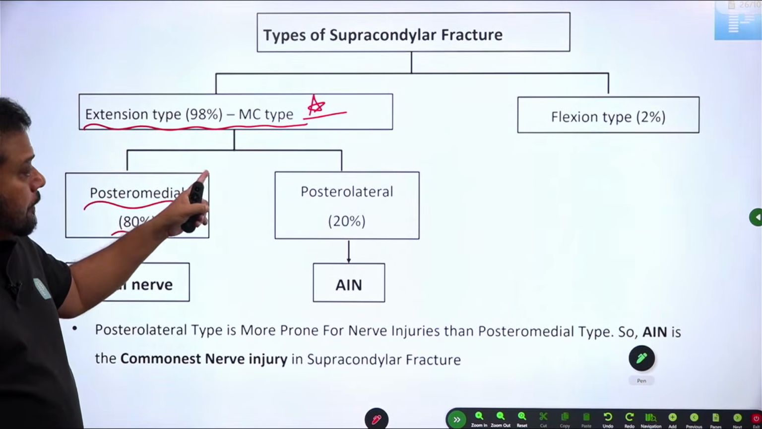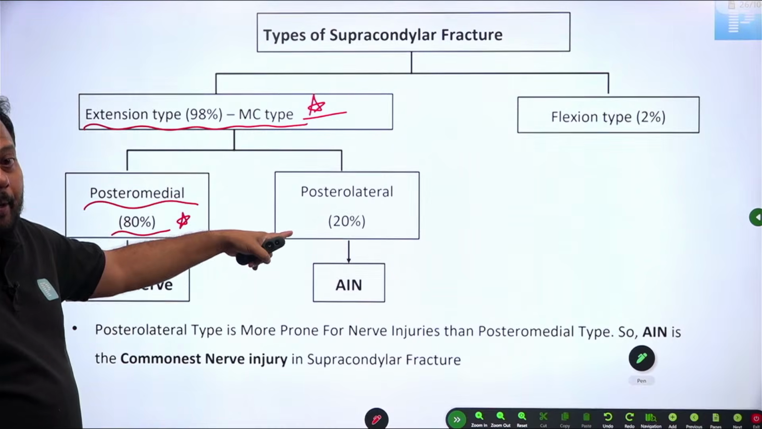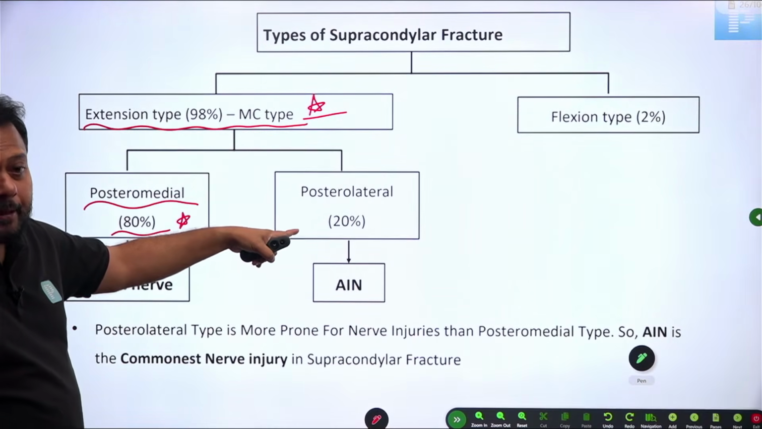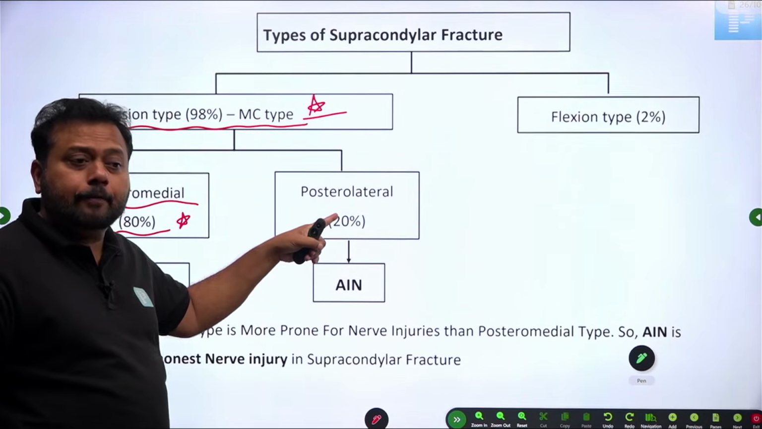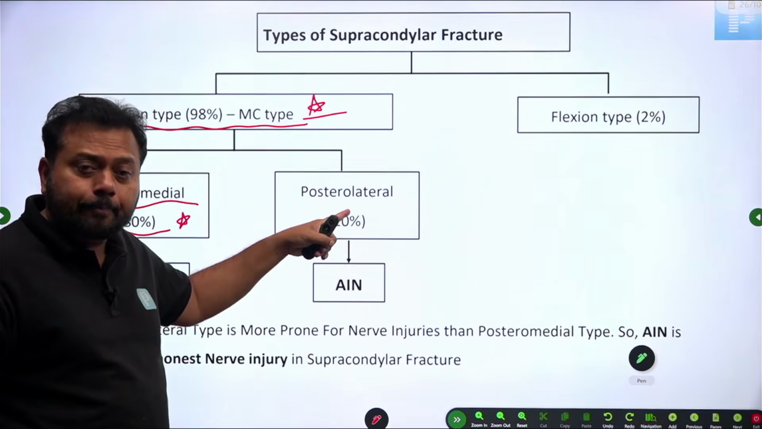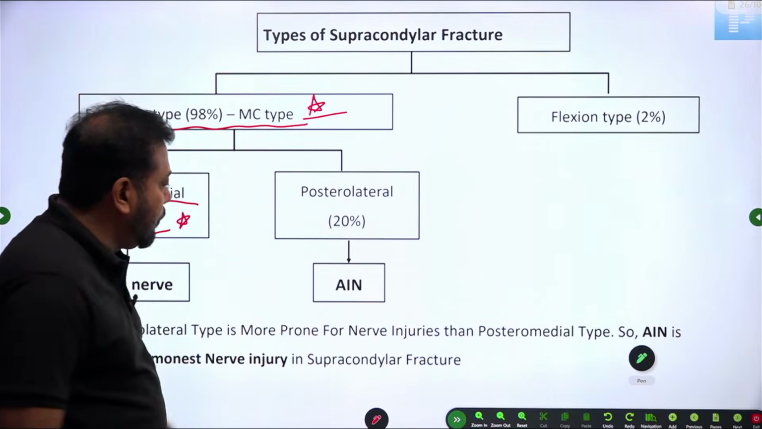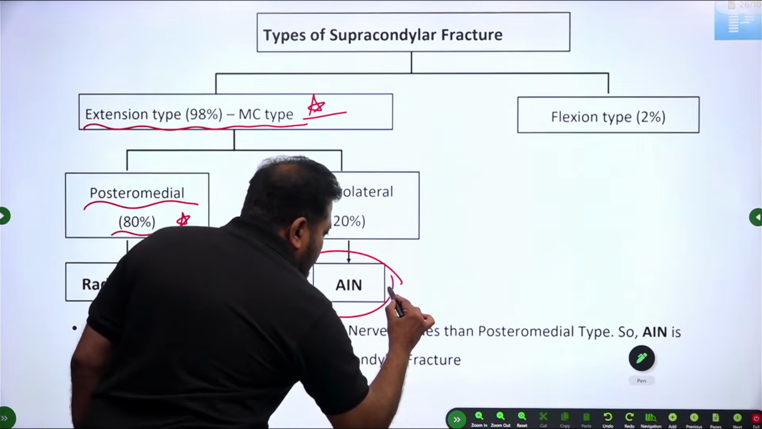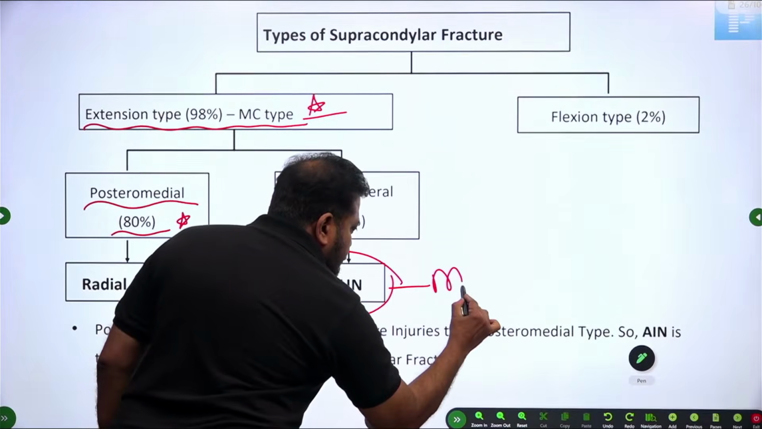But nerve injury is more common in the posterolateral type. And the nerve that is commonly involved is anterior interosseous nerve. The most common nerve that is injured in supracondylar.